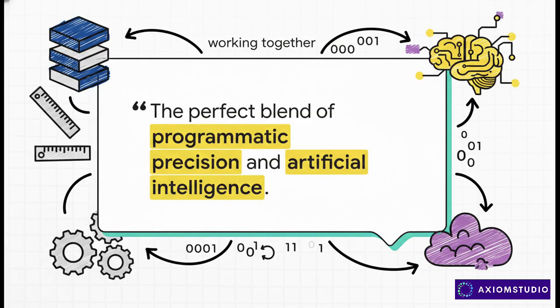So the real takeaway here is that it's not an either-or situation. It's not about choosing code or AI. It's about having the perfect blend of both, the absolute precision you get from your own code and the broad, intelligent power of AI, all working together side by side in the same workflow.